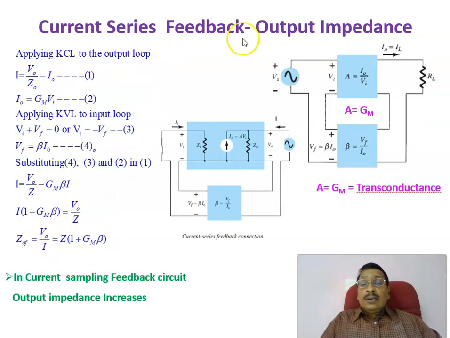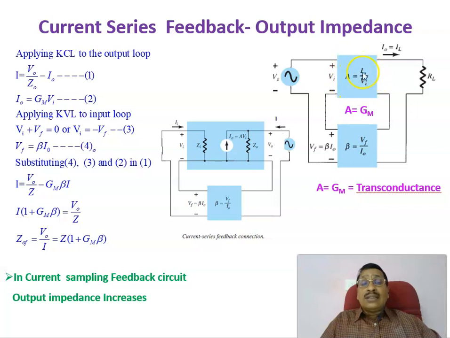Now we are going to derive the output impedance equation for a current series feedback. In this case, on the output side, the sampling is the current. We are taking the current information from the output, and the mixing is the voltage. That is why the output is the current and the input is the voltage. Current divided by voltage is called transconductance. Therefore, this is called Gm, the transconductance.